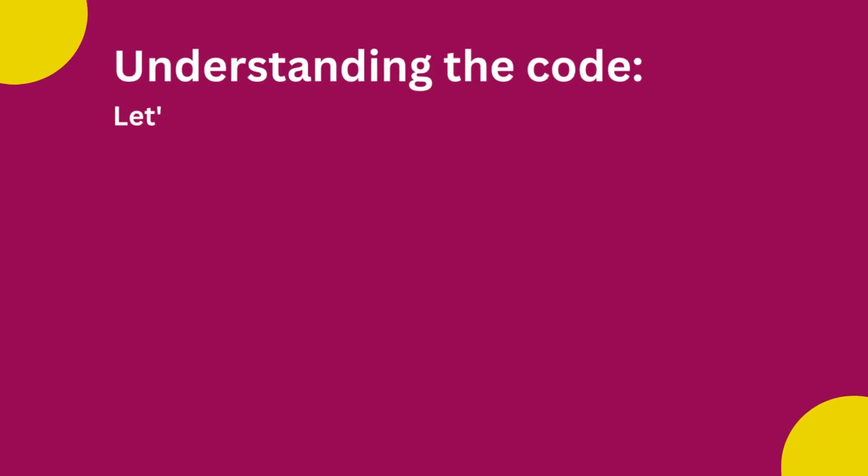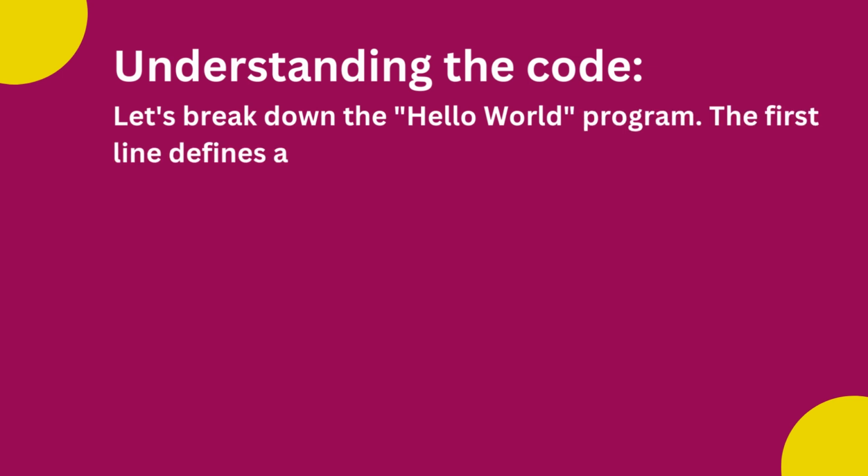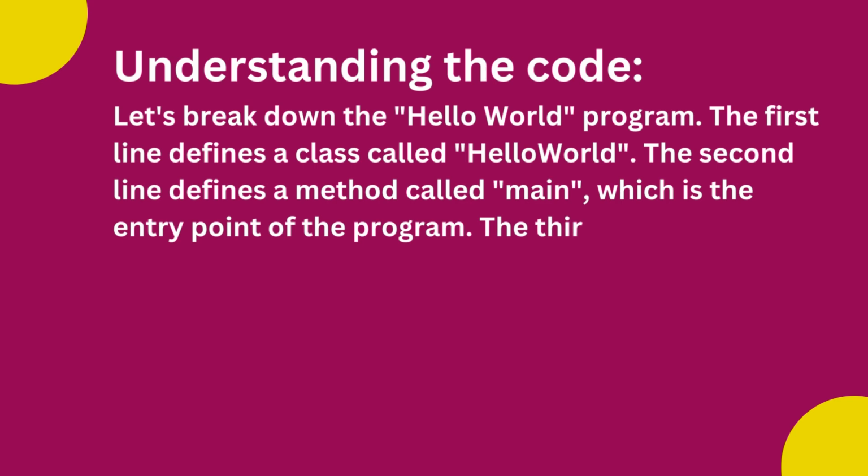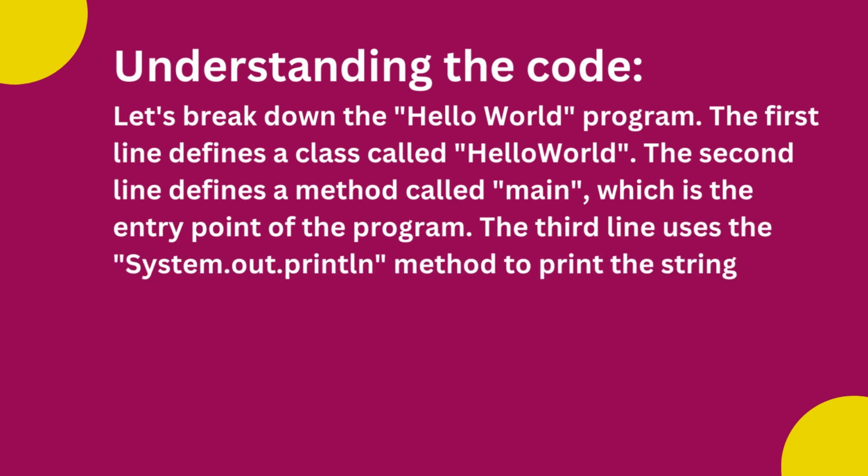Understanding the code. Let's break down the Hello World program. The first line defines a class called HelloWorld. The second line defines a method called main, which is the entry point of the program. The third line uses the System.out.println method to print the string "Hello, World" to the console.